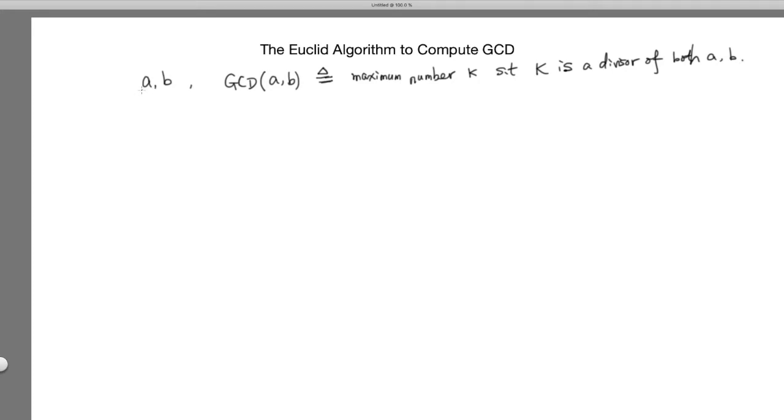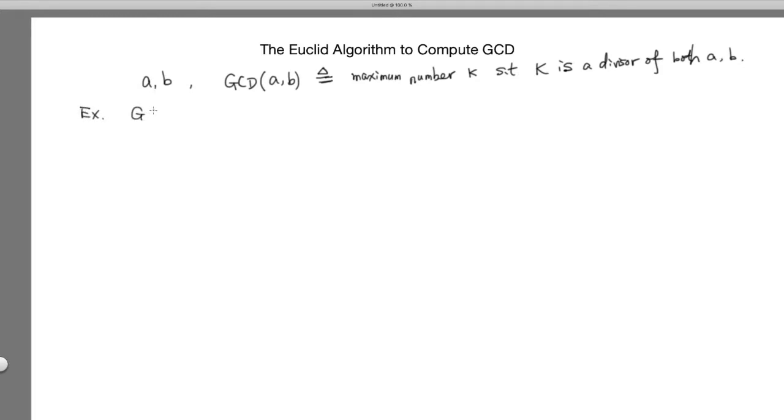That's true for two numbers, of course. We also can define GCD for three numbers or four numbers. It basically follows the same definition: the maximum number k such that k is a divisor of all the numbers inside the GCD parentheses. Let's look at two examples. Example 1.